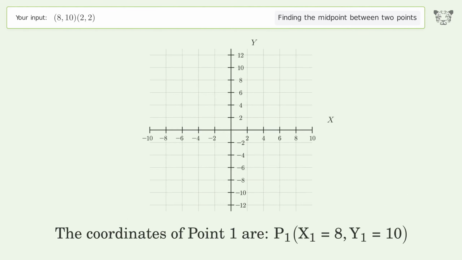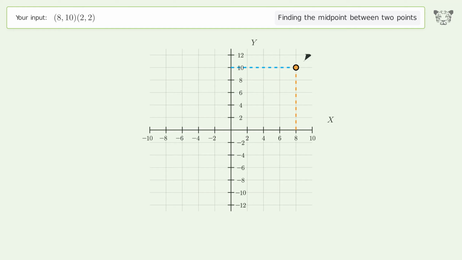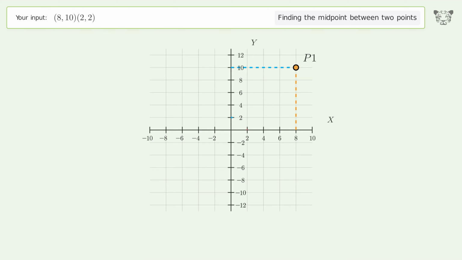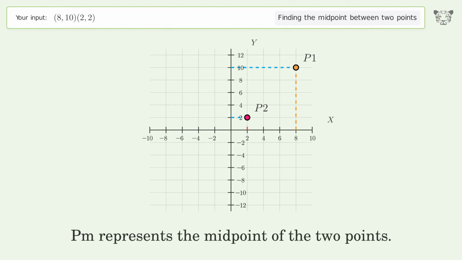The coordinates of point 1 are, x1 equals 8, y1 equals 10. The coordinates of point 2 are, x2 equals 2, y2 equals 2. PM represents the midpoint of the 2 points.